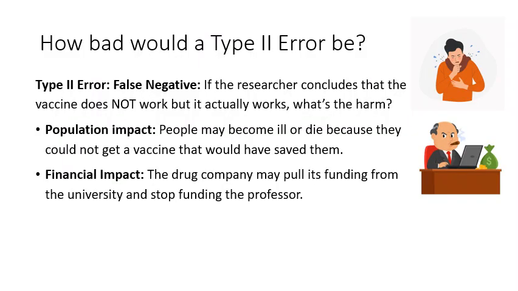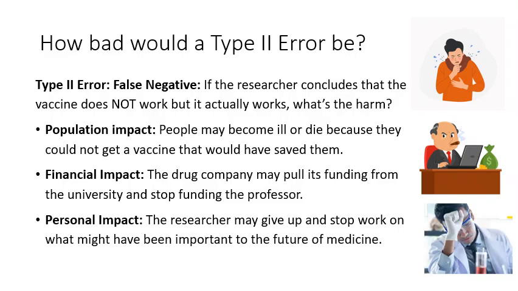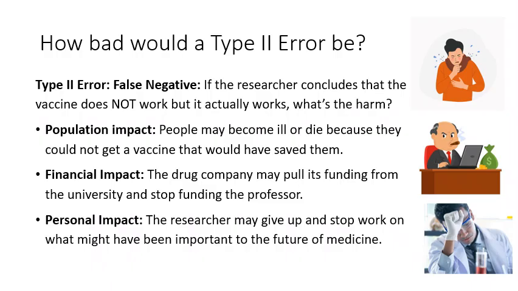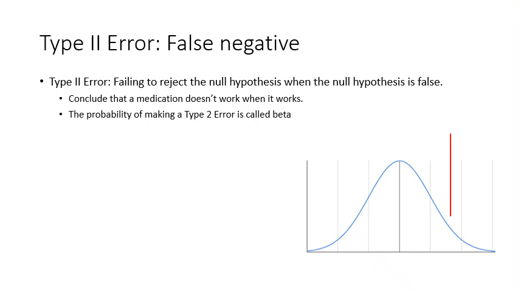There's a financial impact. Maybe the drug company would pull its funding from the university, things like that. And then there's a personal impact for the researcher who might give up and stop this work, and maybe that work would have been really important to the future of medicine. So that's the problem with type 2 error. Type 2 error is a false negative. I'll introduce you later to this term beta. That's the probability of making a type 2 error. Alpha is type 1 error, beta is type 2.